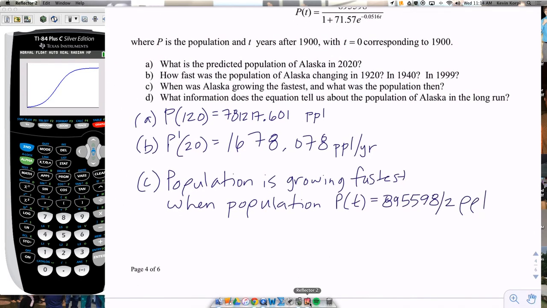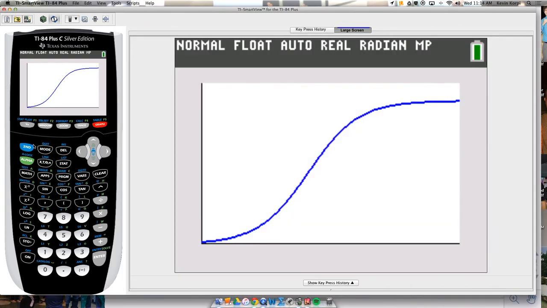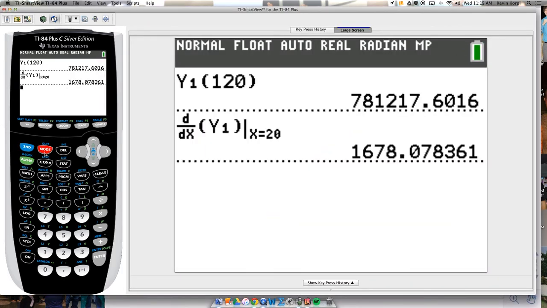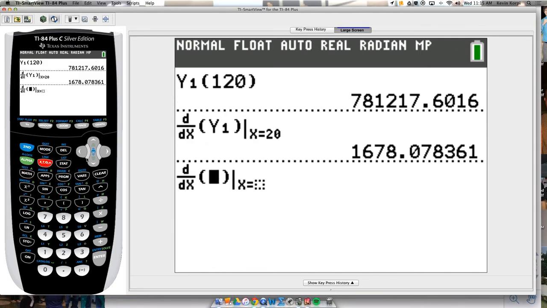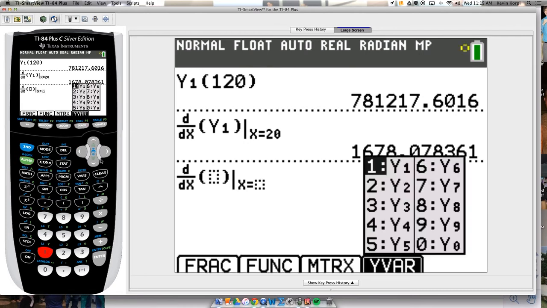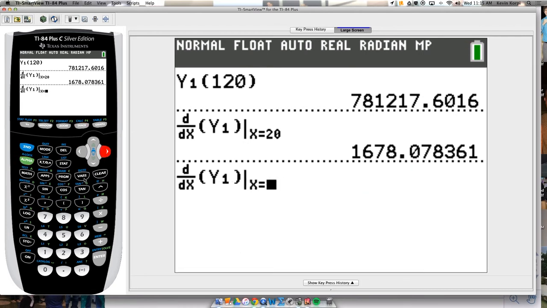And we want to know how fast is it growing at that moment. So we do it again from the home screen. We hit math number 8, X. We can recall it if you want, alpha trace number 1. And then you can actually just type it in right there: 895,598 divided by 2.